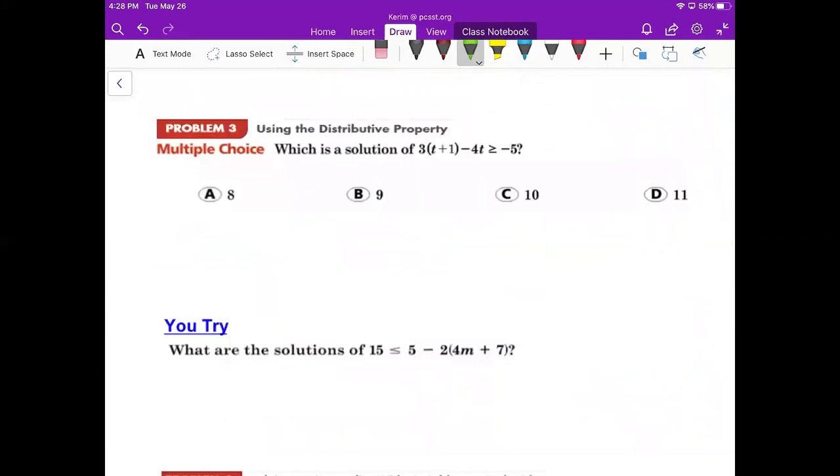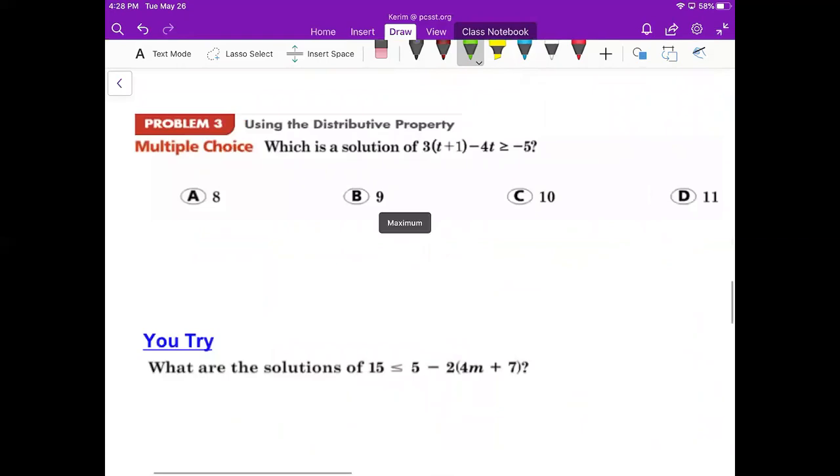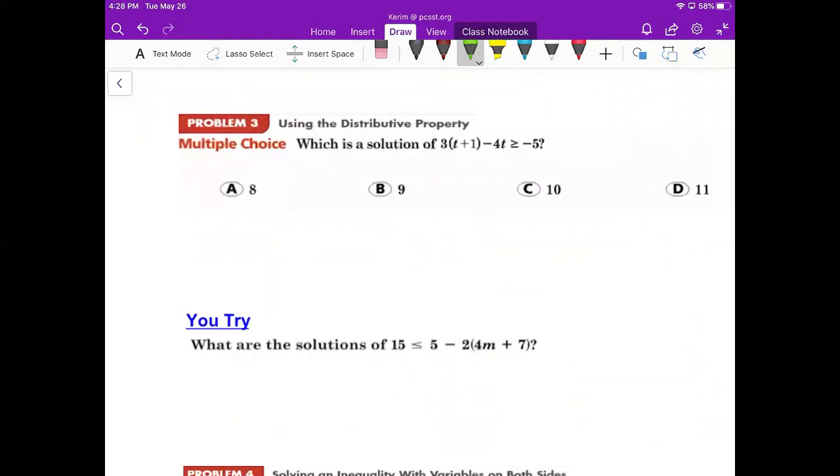So let's move on to the multiple choice question. The question says, using the distributive property, you guys remember that one from the recap that I did? Okay, we're gonna use the distributive property, which is a solution of the given inequality. If you have a multiple choice question like this, I'll give you a trick that you may use in the test. Let's say you don't have any idea how to solve this problem. Then try the choices, okay?